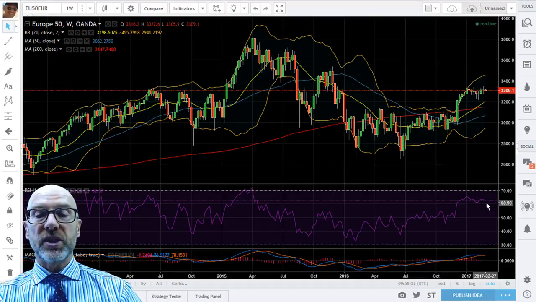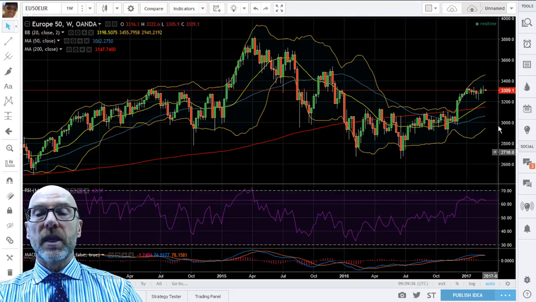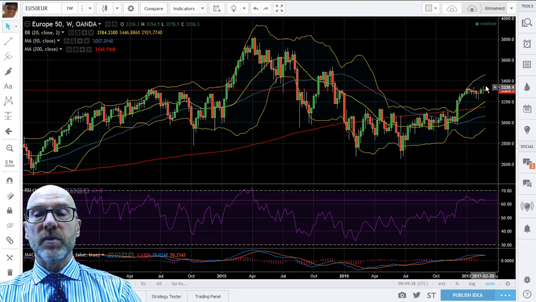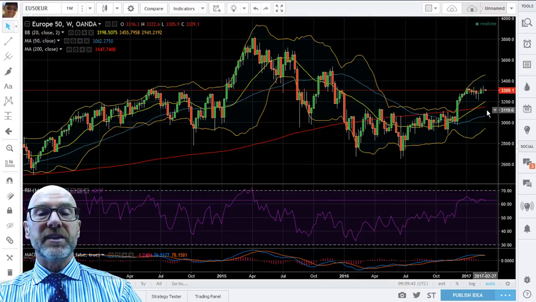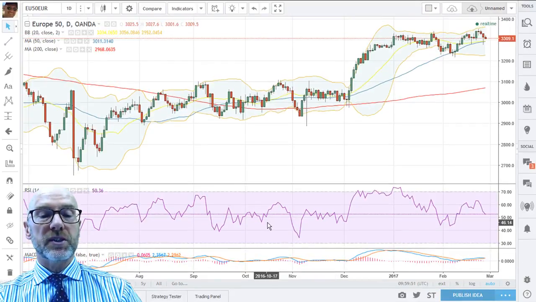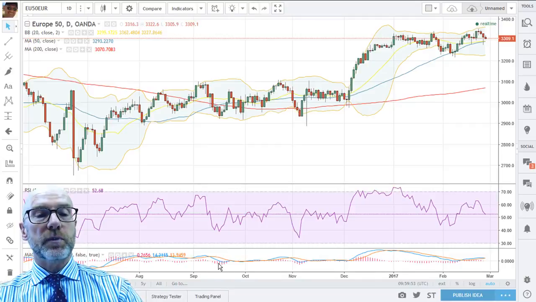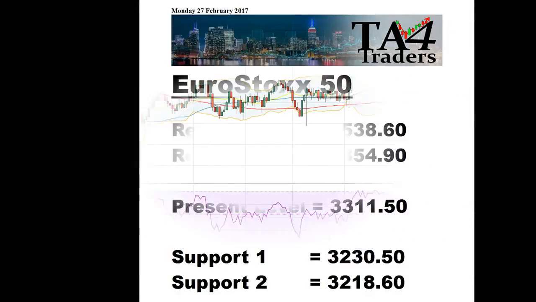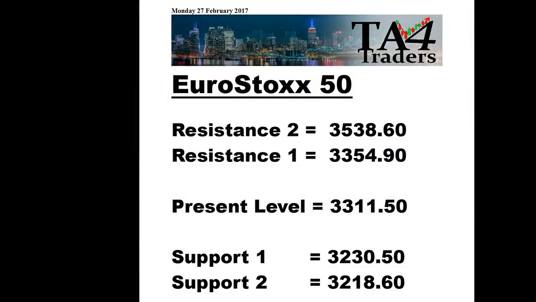And here you can see that the faltering RSI failed to go to a new high, and even though we moved up last week, that's slightly negative. And again, you would expect the market to come back and test the supports. The support levels are seen at 32.30.5 and 32.18.6.